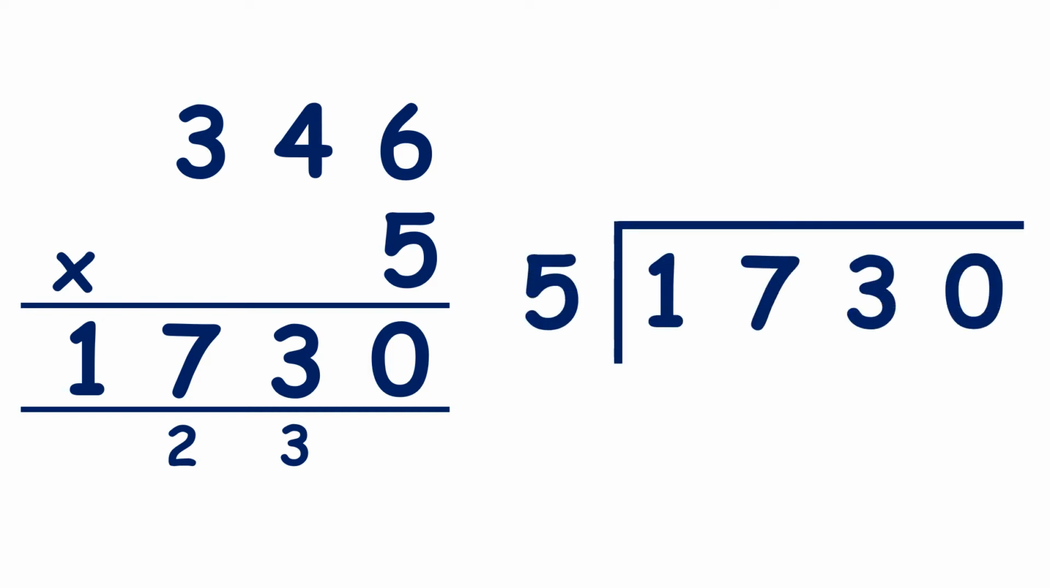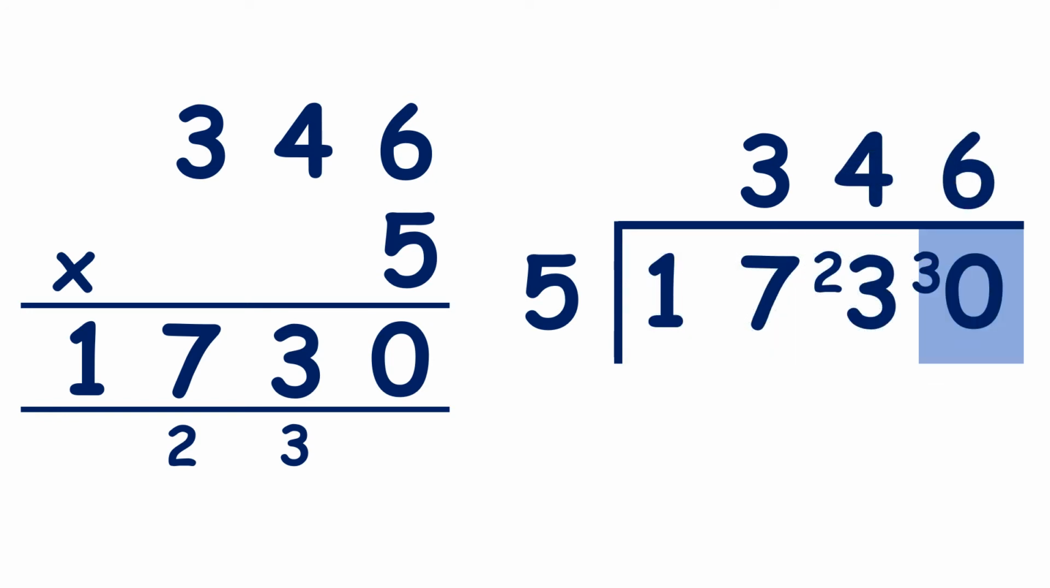We can do 1,730 divided by 5. And because our answer to the division is the same as the first number in our multiplication, we can be sure that we have the right answer.